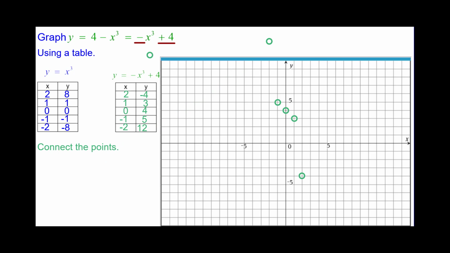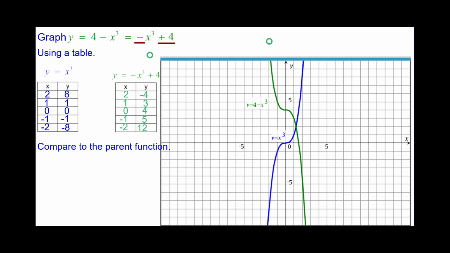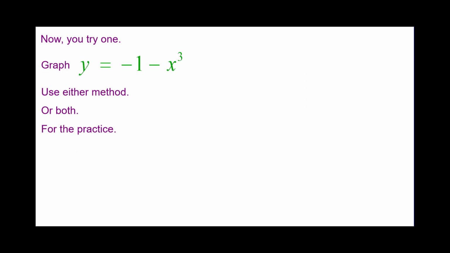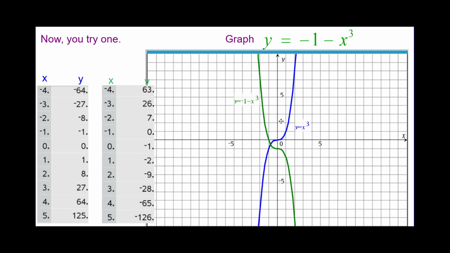Connect the points to make it look like a cubic curve going in the other direction, and we compare it to the parent function. Now you try one. Graph y equals negative 1 minus x cubed using either method or both of them for the practice. Press pause to do this and resume when you're finished to check your answer. And here's the answer in green compared to the parent function with both the table and the graph.